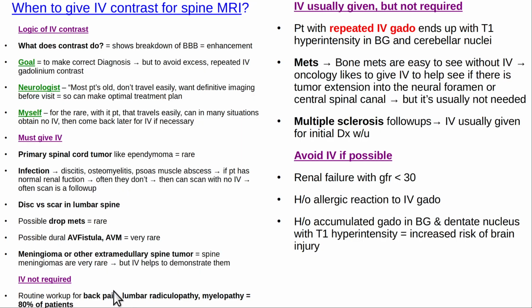All this stuff is super rare. Back pain is ubiquitous, every day, all day long. This other stuff's rare. Okay, when is IV usually given but not necessarily required?